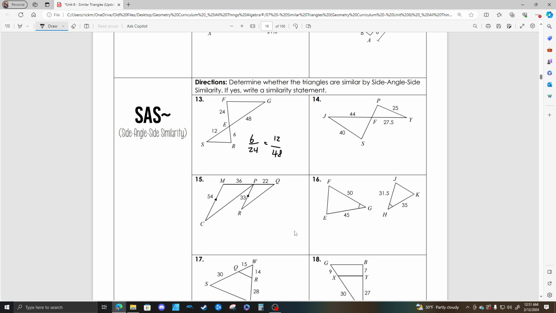And in fact, if you take both of these numbers over here, both of these two here, and divide them each by 2, you get 6 over 24. So these are the same thing, right? So in this case, yes, they are similar.